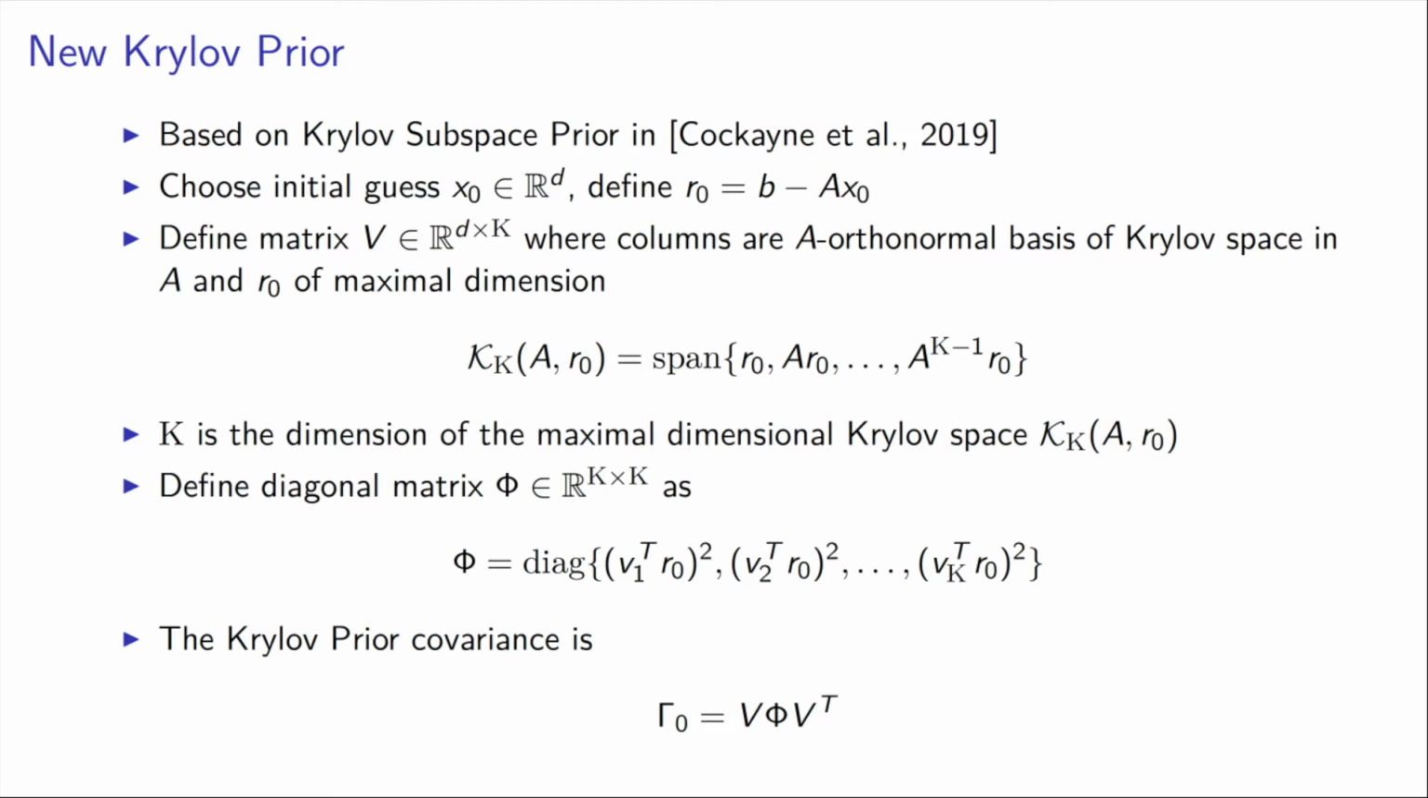We then define a matrix V, where the columns of V are an A orthonormal basis for the Krylov space in A and r0 of maximal dimension. So this is the biggest possible Krylov space generated by the matrix A and the vector that is the initial residual. We're going to say that the dimension of this Krylov space is the uppercase Roman K. We're going to also define a diagonal matrix phi, where the diagonal entries are the columns of V transpose times the initial residual squared. And then we'll define the Krylov prior covariance matrix as gamma 0 being equal to V times phi times V transpose.